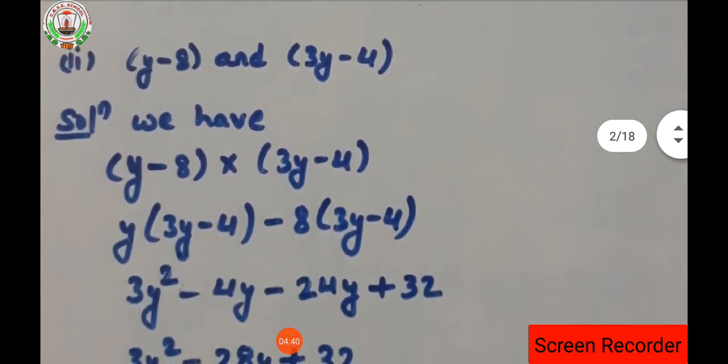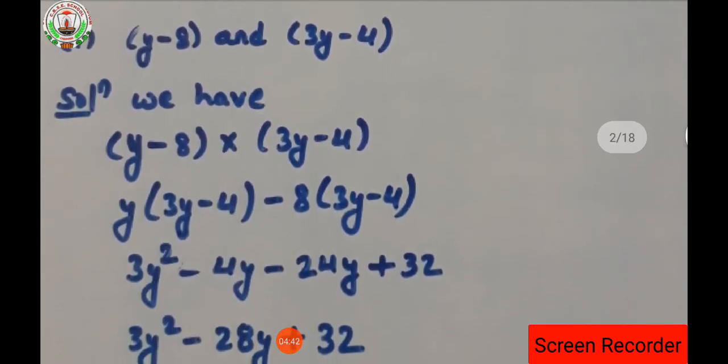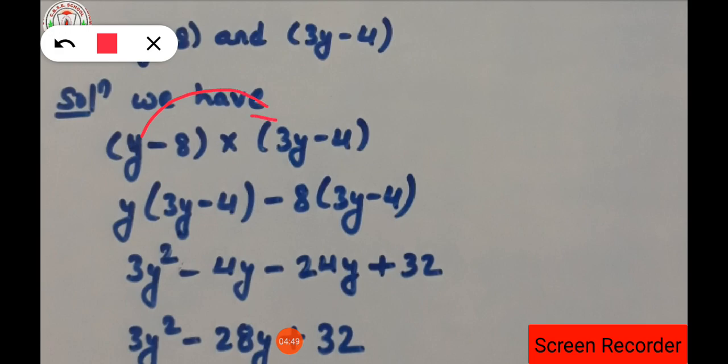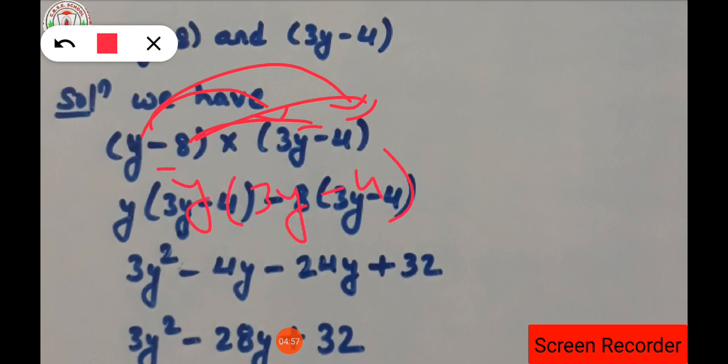Okay. One more question we will see. Since it is asking about the binomial, isn't it? So 8y will multiply with both the terms, and 8 will multiply again with both the terms. So when 8y multiplies with 3y minus 4, then here it is minus 8, isn't it? So minus 8 will come.